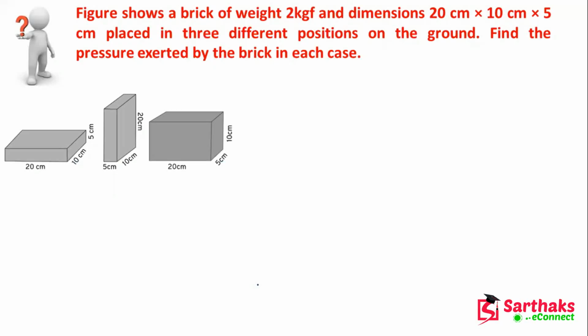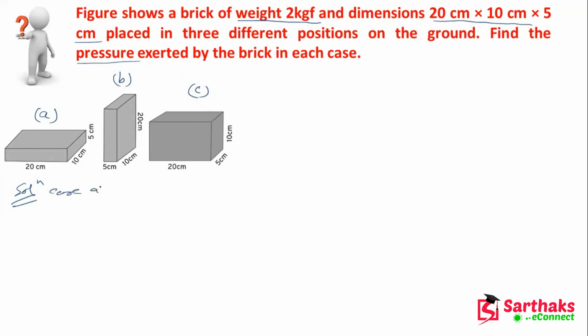Next, there are 3 figures here, and brick. Here we have, let me start from this portion. Weight 2 kgf, dimension 20 centimeter into 10 centimeter into 5 centimeter. Now what I have to find out? The pressure exerted by the brick in each case. So this is the case 1 or A, B, and case C.